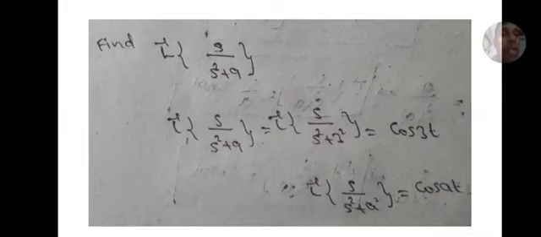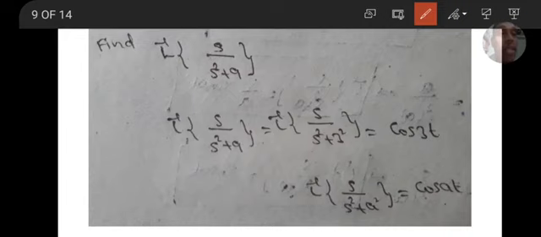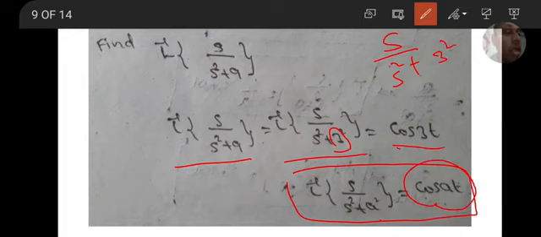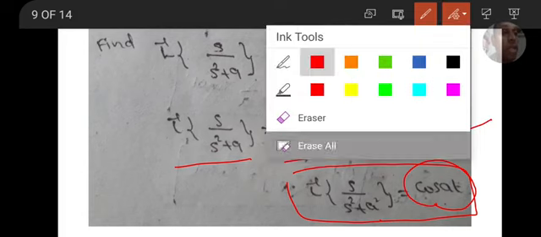Next problem, L inverse of s/(s square plus 9). So L inverse of s/(s square plus 9) equal to L inverse of s/(s square plus 3 square), 9 means 3 square. So it is of the form L inverse of s/(s square plus a square). Here a is 3, so in place of a we have to write 3. So cos at, that is cos 3t, that is the answer.